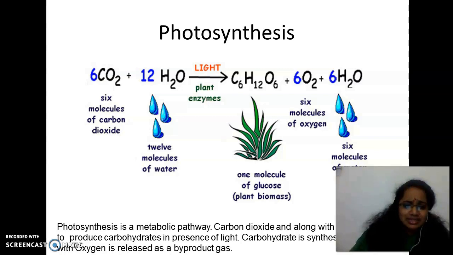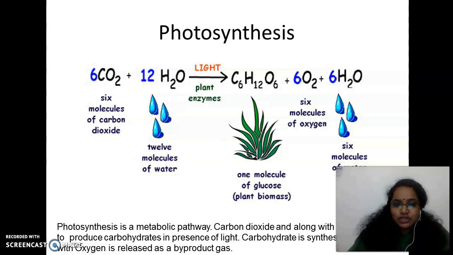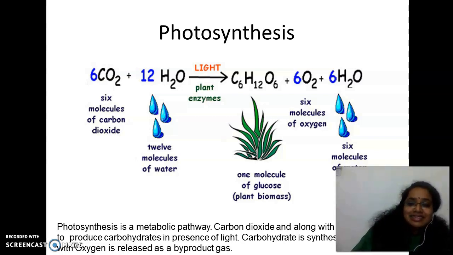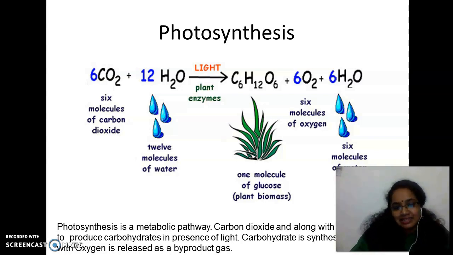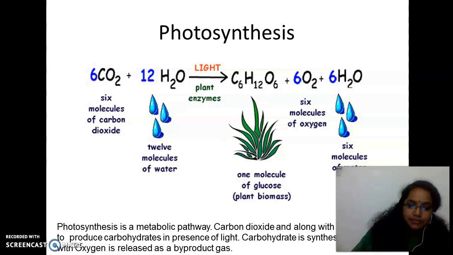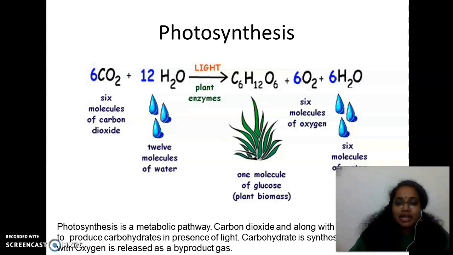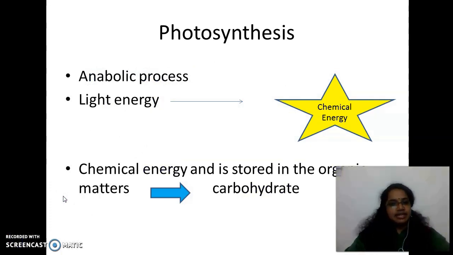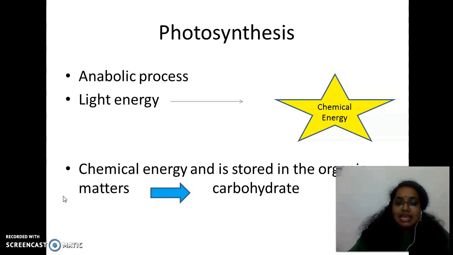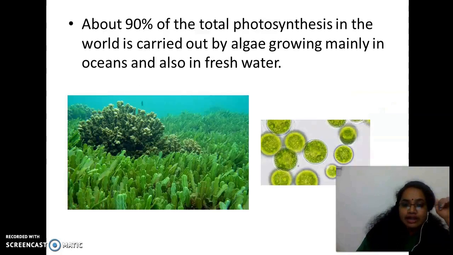So photosynthesis is a metabolic pathway in which carbon dioxide along with water is used to produce carbohydrate in presence of light. Carbohydrate is synthesized and oxygen is released as the byproduct, in which light energy is converted into chemical energy and stored in the organic matter. And oxygen is one of the end products. Photosynthesis, as I said earlier, is an anabolic process in which light energy is converted into chemical energy. Chemical energy is stored in the organic matter, which is carbohydrate.